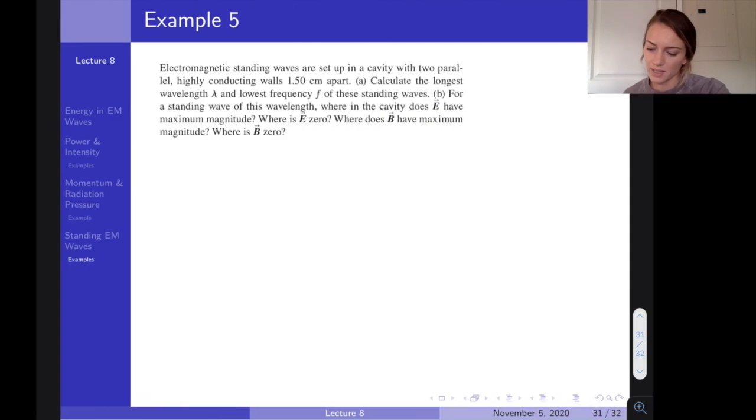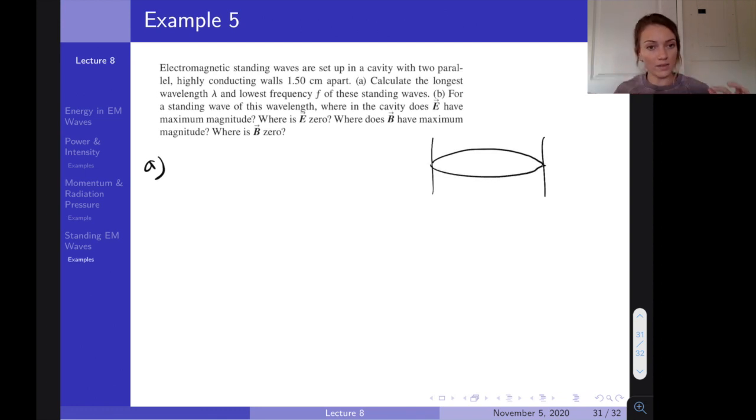Okay, so now let's do an example with this. Electromagnetic standing waves are set up in a cavity with two parallel highly conducting walls 1.5 centimeters apart. We want to calculate the longest wavelength and the lowest frequency of these standing waves. Let's do that first. The longest wavelength that we can fit is going to be 1/2 wavelength fit in our cavity. If we have 1/2 wavelength in there, that's the longest we can fit. Any other wavelength is obviously going to be shorter.